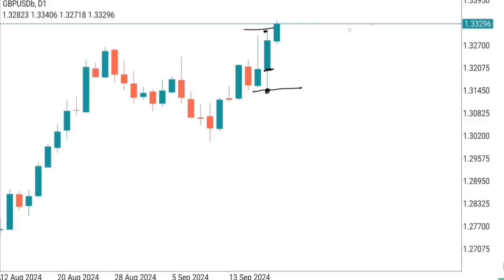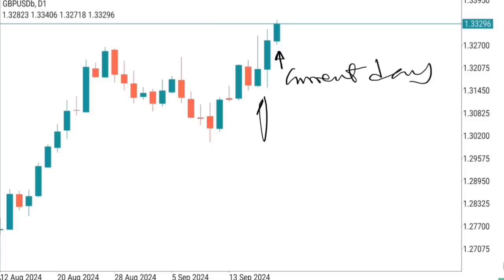So this is the previous day. Now how does this strategy work? How it works is that when you wake up in the morning, you see this previous day's candle. This is the current day.